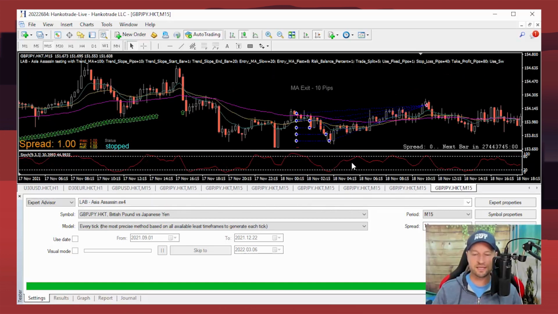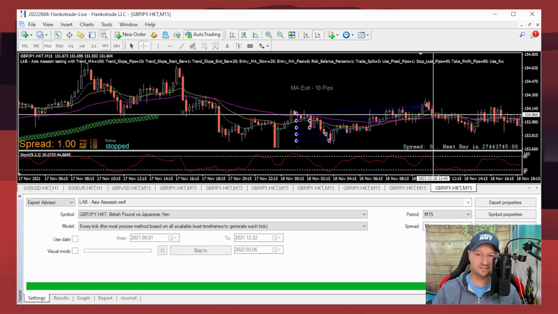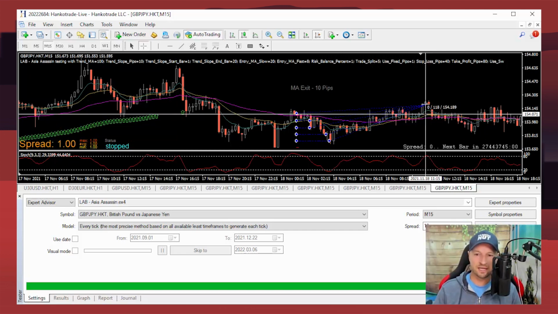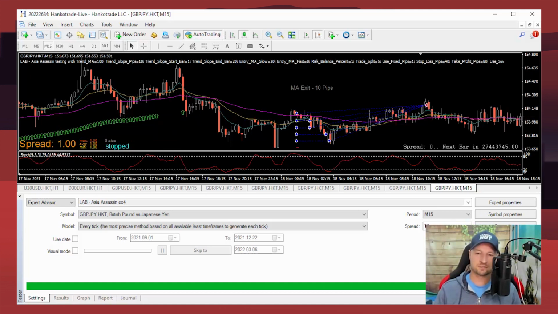And then finally, last but not least, I didn't even mention this in the settings, but this is the moving average exit. So this is a way to try and get out when price has moved away from the moving average. Okay, so what we're looking for is a 10 pip move away from that moving average, at which point it says, let's close all the positions.